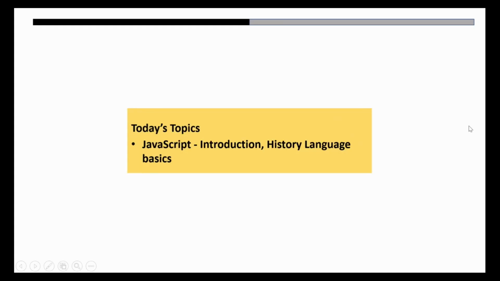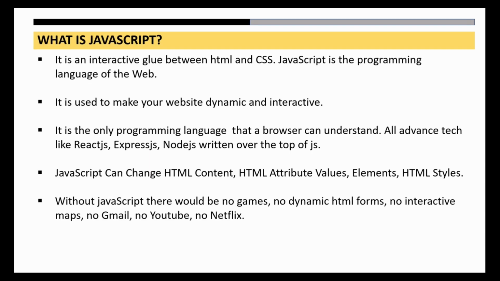Hello everyone, in today's video we are going to see the introduction to JavaScript, the language history and the basics of JavaScript. So firstly, we are going to start with what is JavaScript. JavaScript is an interactive glue between HTML and CSS. As we know, the basic technologies of front-end development are HTML, CSS and JavaScript. HTML is used to structure our website and CSS is used to style your website.